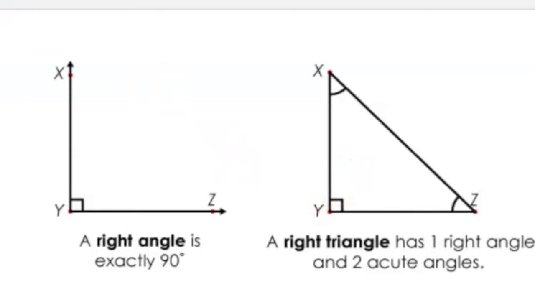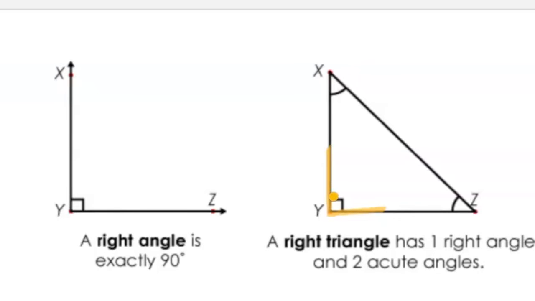A right angle is exactly 90 degrees. A right triangle has one right angle and two acute angles. Now notice here in this triangle I'm going to highlight the right angle that we see, and I can also see that it's marked with a little box. That represents that this is a 90-degree angle. Because this triangle has one 90-degree angle, we can immediately classify this as a right triangle.